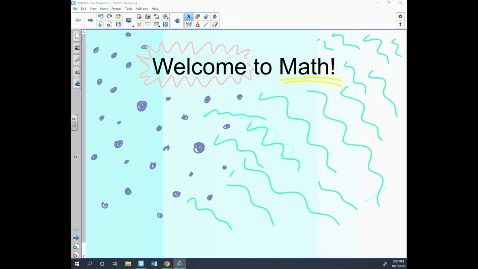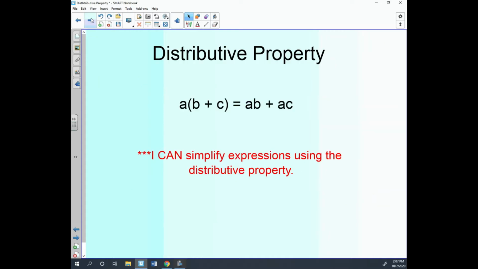All right, welcome to math class. My name is Mr. Beak, your wonderful host. Let's talk about some stuff, all right? Today, we got an exciting lesson on the distributive property. There's a couple math things for it. Let's look at some real examples. And hopefully, by the end of the day, you can say, I can simplify expressions using the distributive property. That's always the goal, okay?